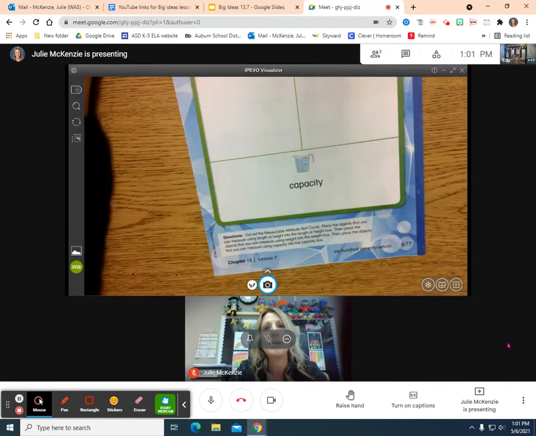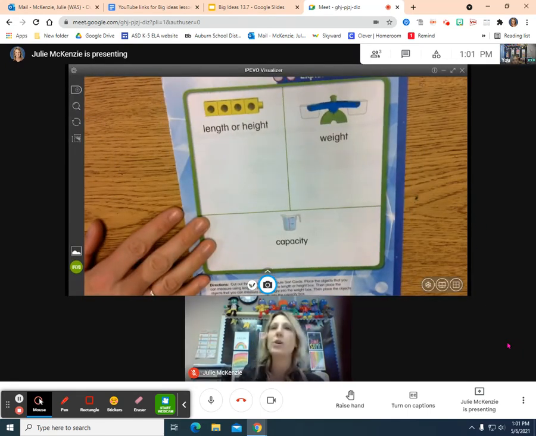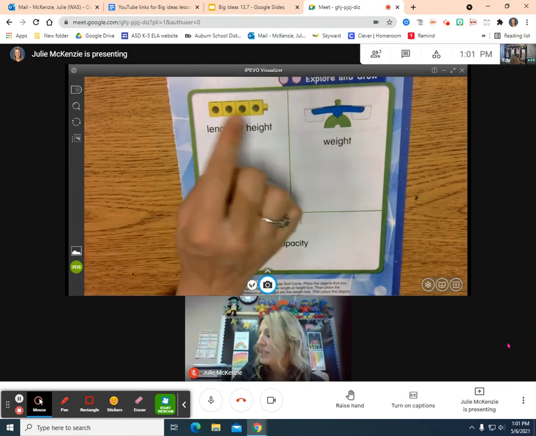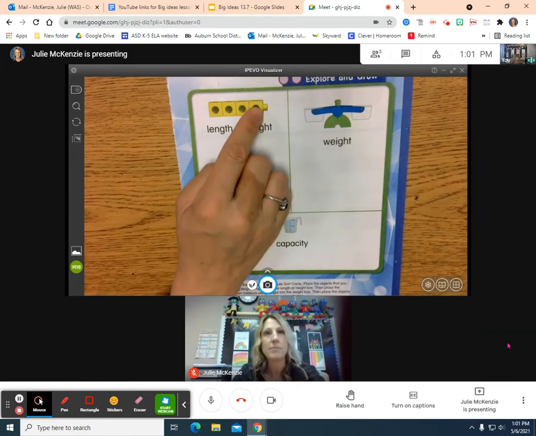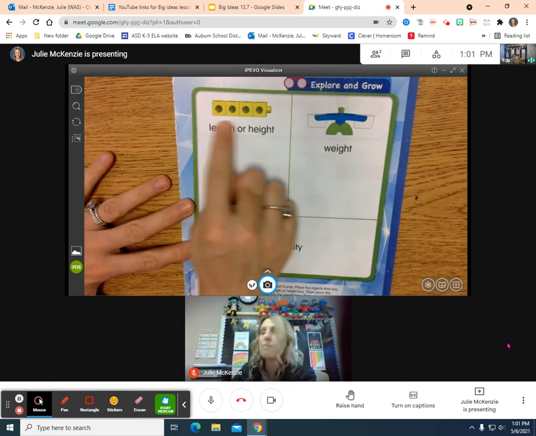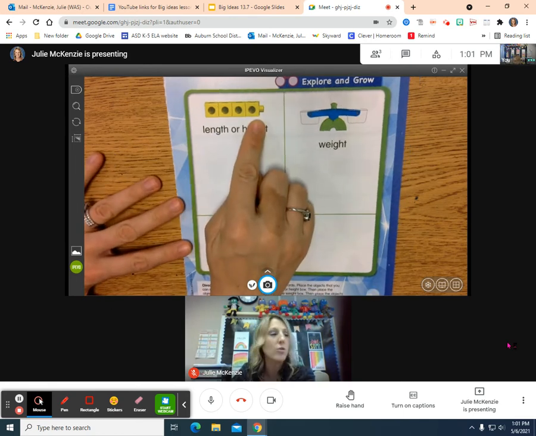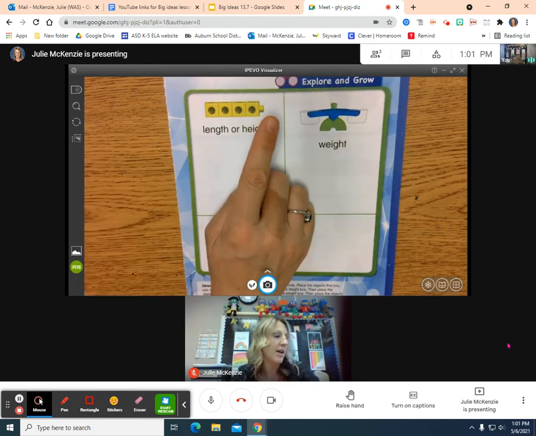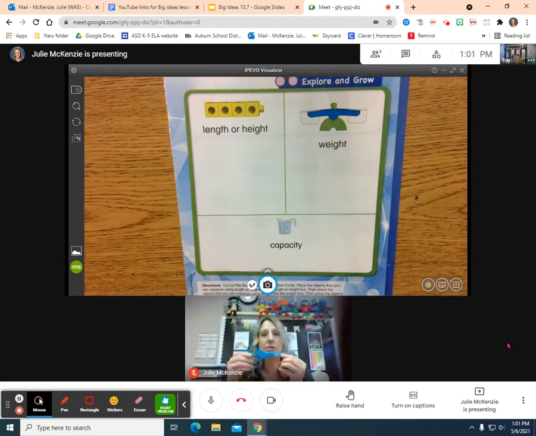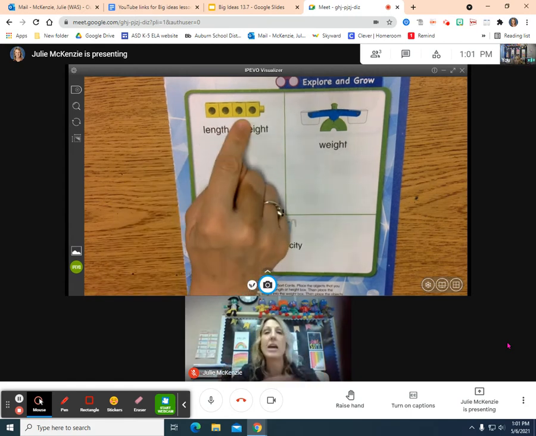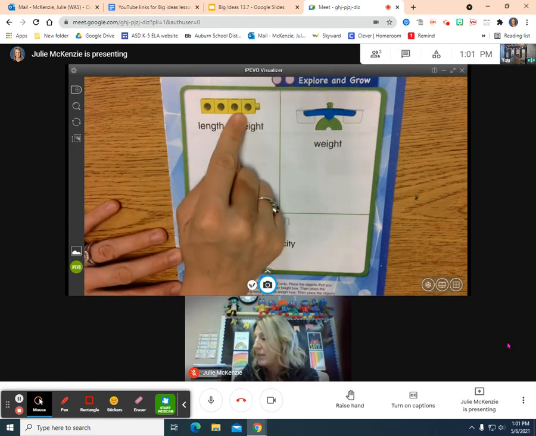There we go. You don't have to open your book quite yet. But when we see these cubes, that is showing us that we are measuring either the length or the height of something. If I took my scissors and some math cubes, I could measure to see how many math cubes long my scissors are. Math cubes could be used to measure the length. So this means we're measuring how long or how high something is.